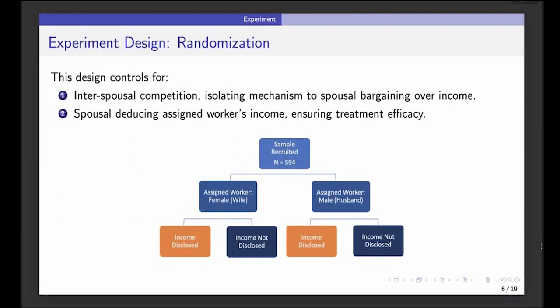The reason that we only assign one gender to be the assigned workers is because we wanted to isolate the mechanism to be purely about information rather than things like interspousal competition or one spouse deducting the other person's income based on his or her own work. And the information intervention, the treatment, the income disclosed kicks in before the standardized production task starts. So every assigned worker will go into their standardized production task knowing whether their spouse will or will not know about their income. And that's how we expect the treatment to affect the labor productivity.